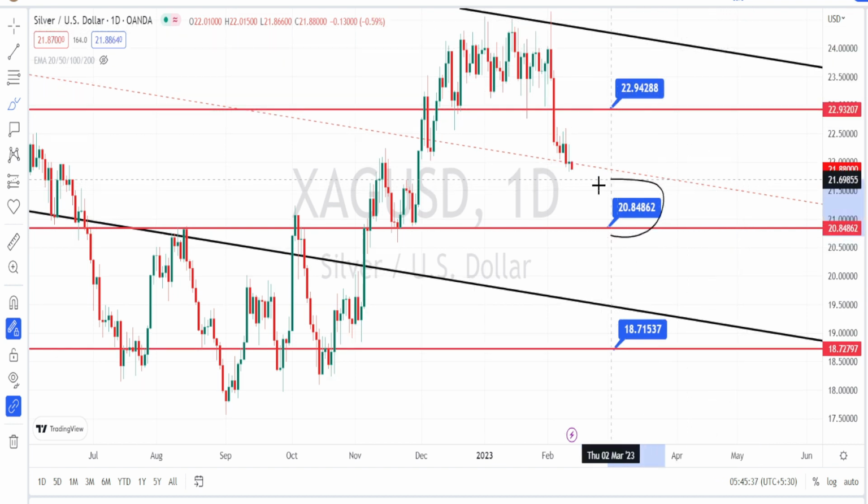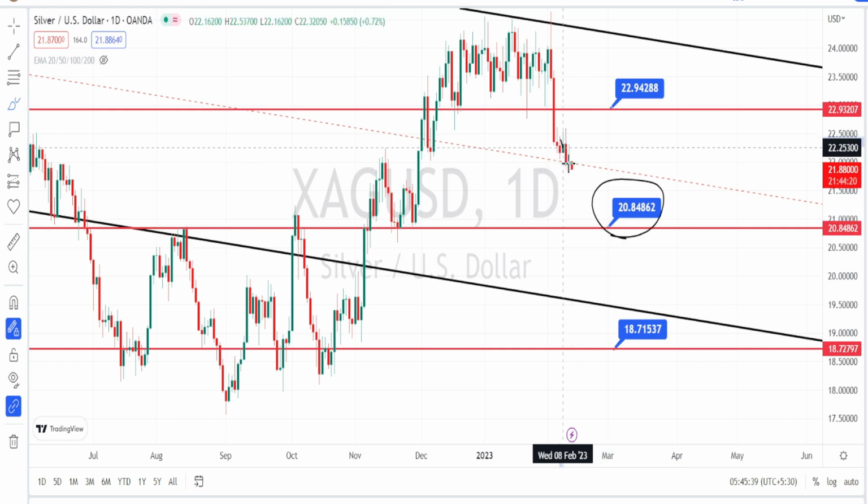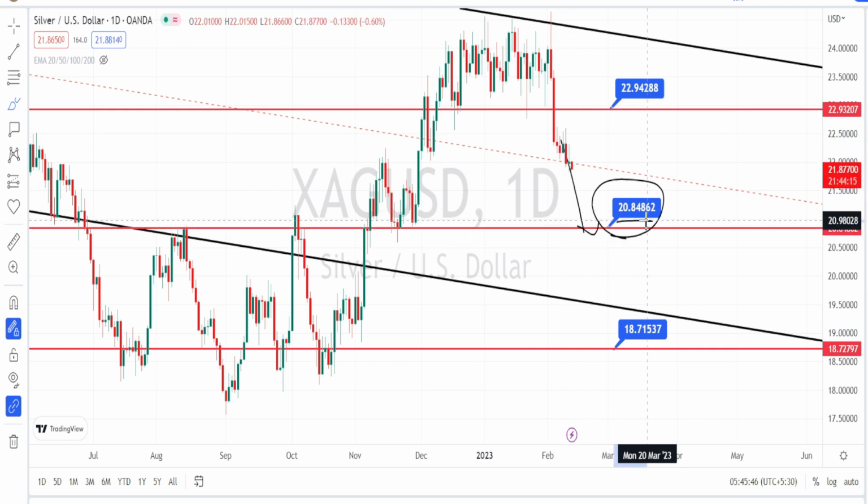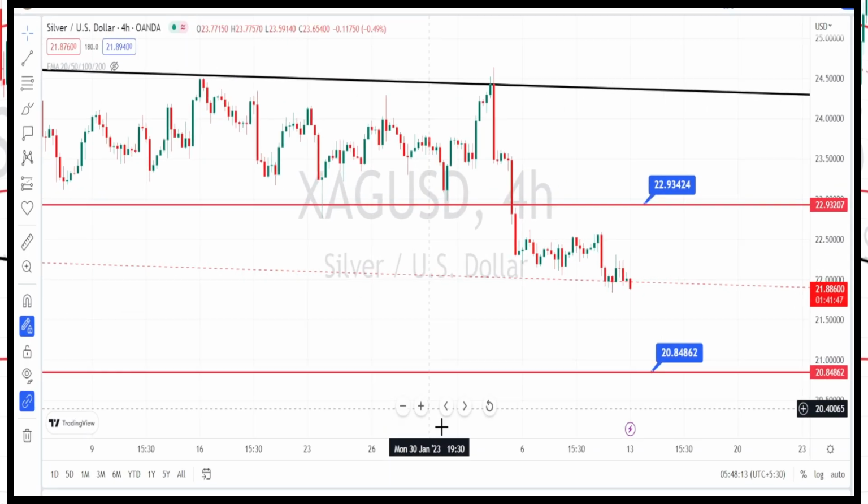So as I explained in the weekly time frame, next level of support is going to be around 20.84 level. And if the price action breaks this support level, next level of support is going to be around 18.71 level. Let us look at the price action in 4 hours time frame.